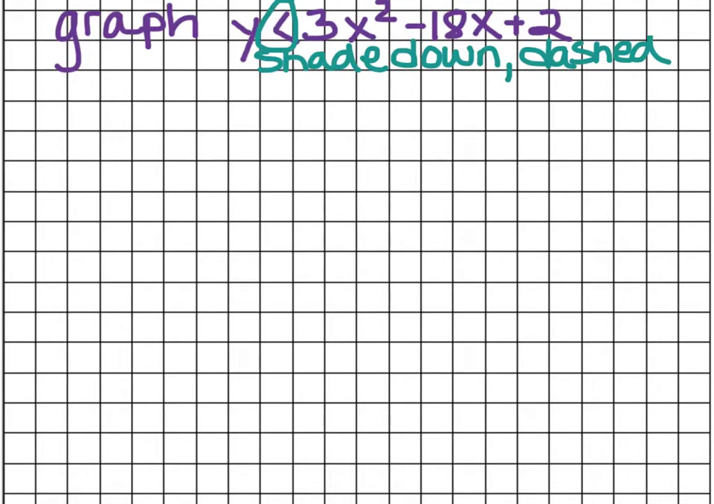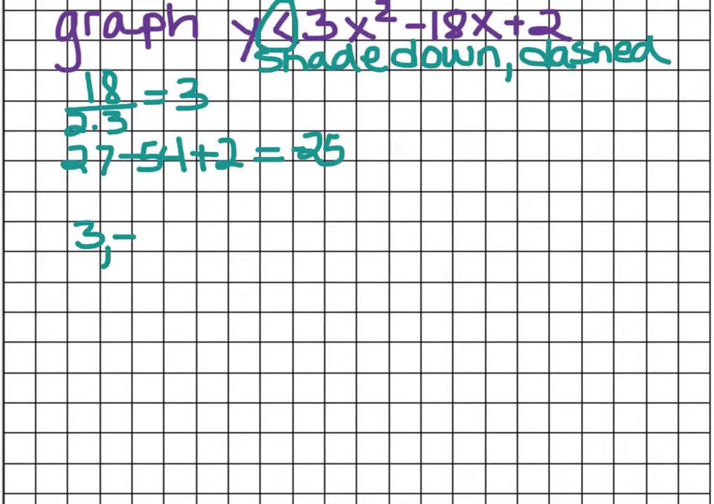Alright, so we know our axis of symmetry is going to be at 18 over 2 times 3. 18 divided by 6 is 3. And if we plug in a 3, we get 3 times 3 squared is 27 minus 18 times 3, so minus 54 plus 2. 27 minus 54 is negative 27 plus 2 is negative 25. So we've got a point at 3, negative 25. That's the vertex. We know our y-intercept is at 0, 2, so let's go ahead and plot those points.